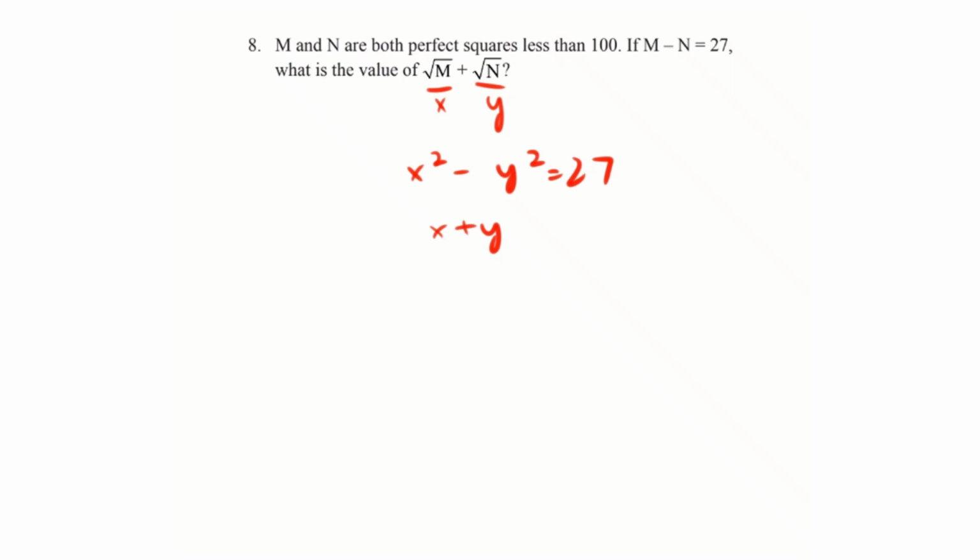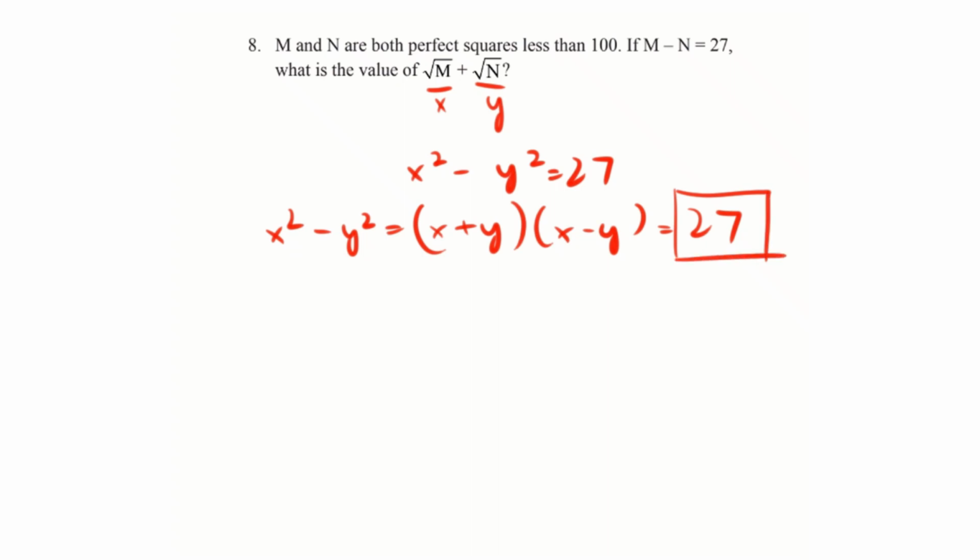Now, if you're familiar with difference of squares, you'll know that x plus y times x minus y equals 27 in this case, because this is equal to x squared minus y squared. So this factored is equal to this, but in this case, essentially, that boils down to this being equal to 27. So m and n are both perfect squares, meaning that x and y are both integers. So we only really need to look at the integer positive factors of 27.